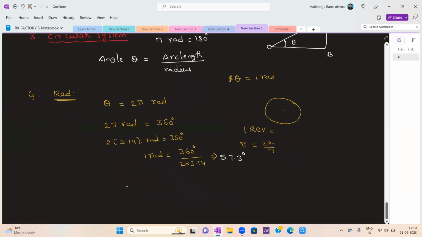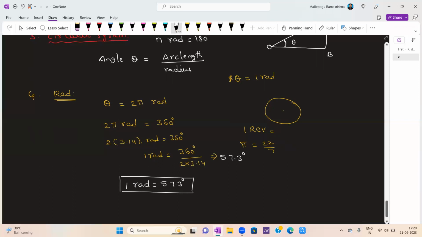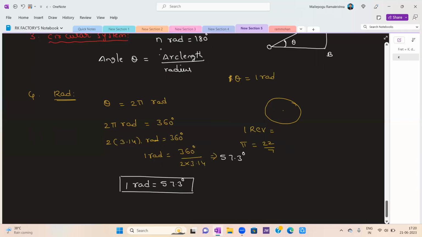So in this system, 1 radian equals how many degrees? 57.3 degrees. So these are four different systems to identify the magnitude, how much it has rotated. In which direction, we are already clear: it is anti-clockwise or clockwise. Based on that, we take the sign convention, plus or minus.